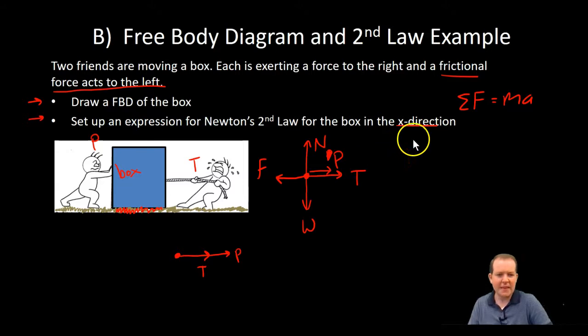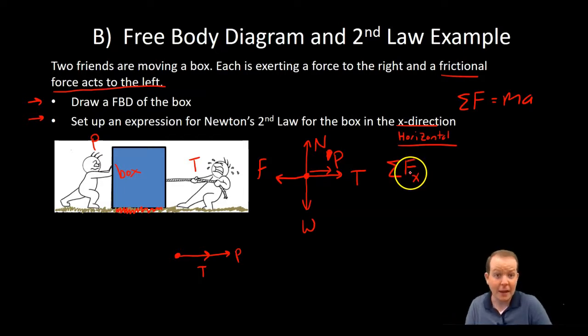So what does that mean? In the x direction, this maybe isn't super important now, but because I'm trying to be as organized as I can, I sometimes even like to label this as horizontal. I'm going to set up Newton's second law, look at the sum of the forces in the x direction. What does that mean to look at the sum of the forces? I am literally going to list the forces, and I'm going to either add or subtract them, okay?